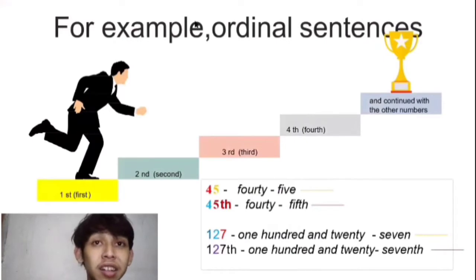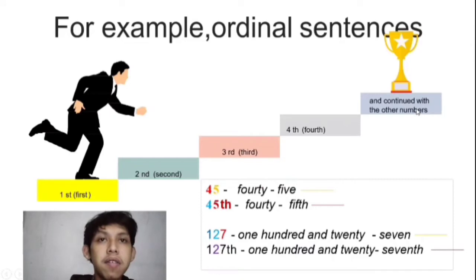For example, ordinal sentences: first, second, third, fourth, fifth, and continuing with the other numbers. The way to use them is only three numbers are special: the first takes the additional letters st, the second takes nd, the third takes rd, and for the 4th, 5th and so on, just th.